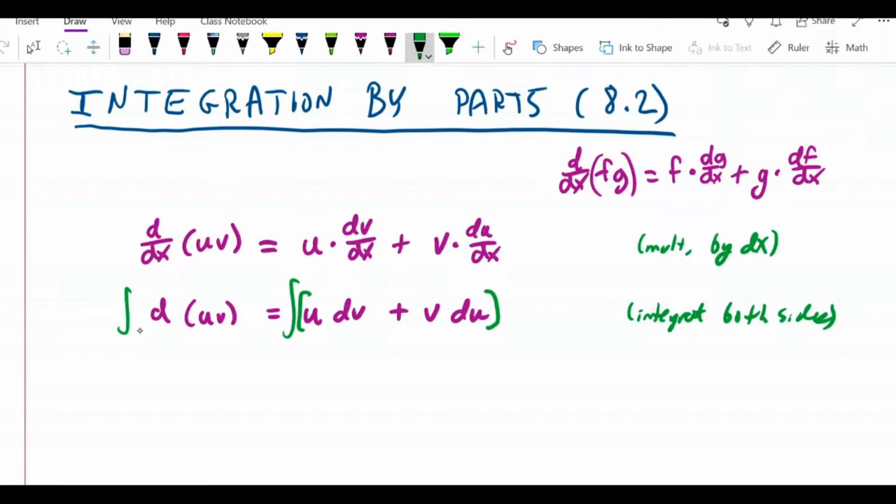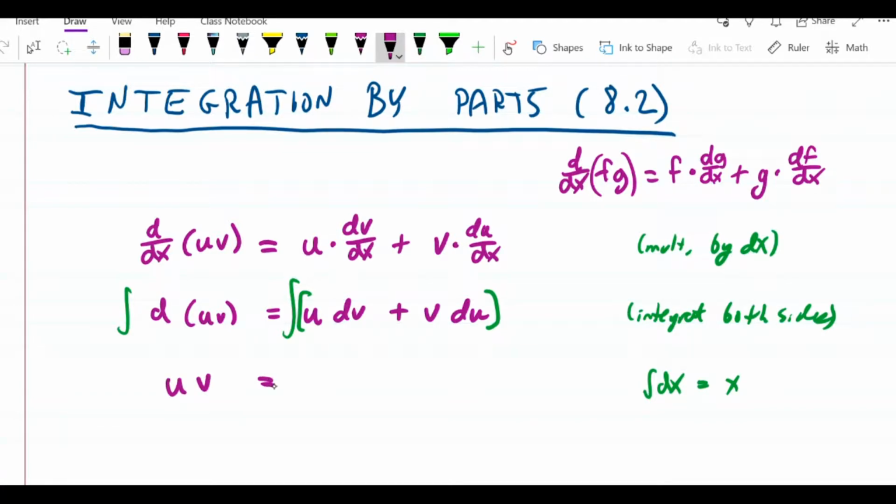Well, first let's do the left side. That's going to be fairly easy, because if I have, let's say, the integral of dx, we know that that's just going to be x. Technically it's x plus c, but we're just going to ignore the plus c for a minute. We can always put it in later if we need it. So the integral of dx is just x. I'll leave that up there for reference. And for the same reason, the integral of d of the quantity uv is just going to be uv.